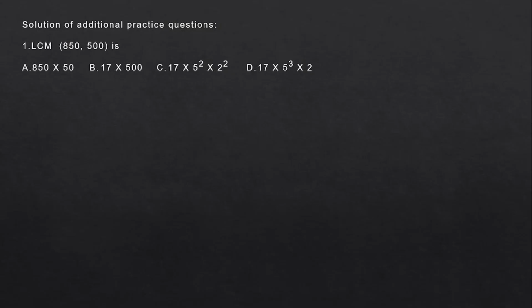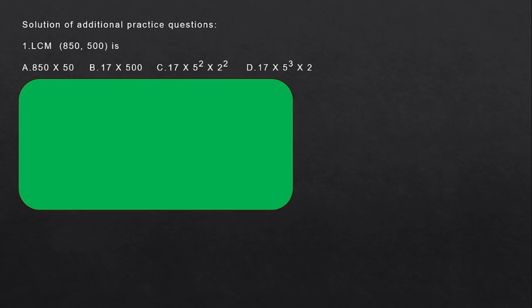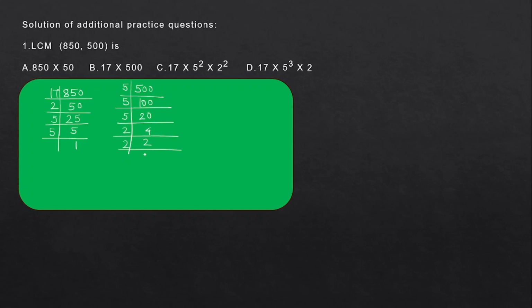LCM of 850 and 500 is. Using prime factorization method, let us find factors of 850 and 500. So 850 would be 17 times 50, 2 times 25, 5 times 5, 5 times 1. 500 should be 5 times 100, 5 times 20, 5 times 4, 2 times 2, 2 times 1.